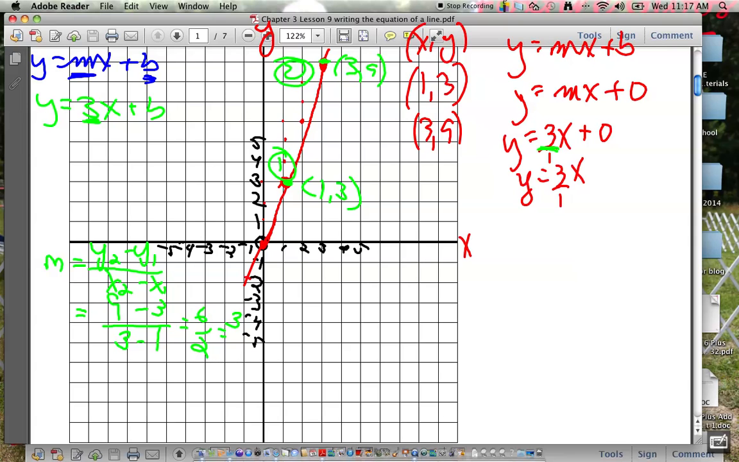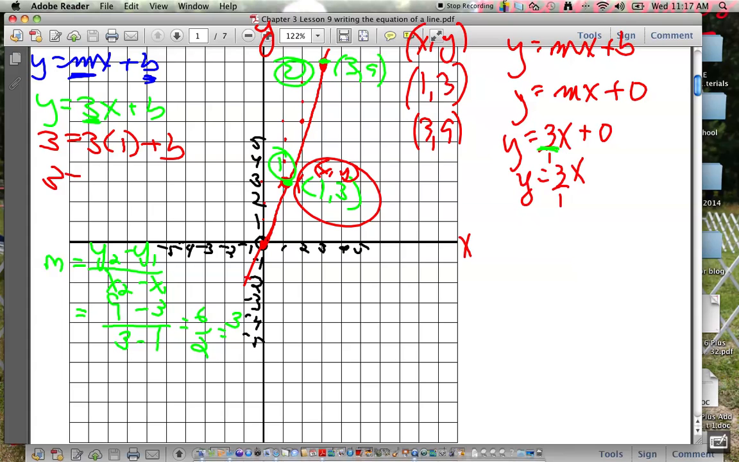To figure out the value of b, I need to know x and y. So I can use either point. I'm going to use this one. Now remember, any point is always (x, y). So instead of the x, I'm going to put a 1. And instead of the y, I'm going to put a 3. And then I just solve the equation for b.